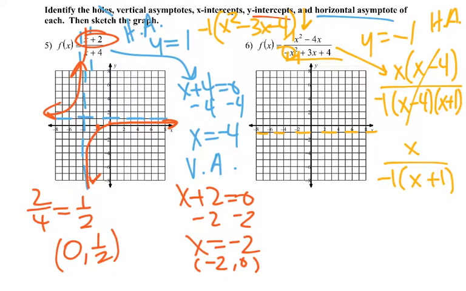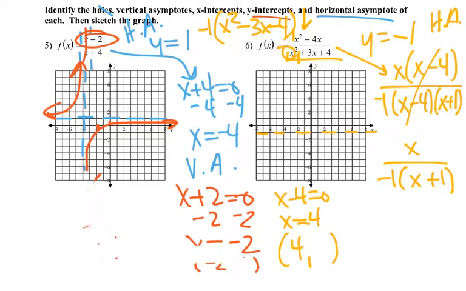Okay, so that means there's a hole. So x minus 4 equals 0, so basically x equals 4. So 4 and then some other number. Well, I plug 4 into these x values, that's where I find the y value.